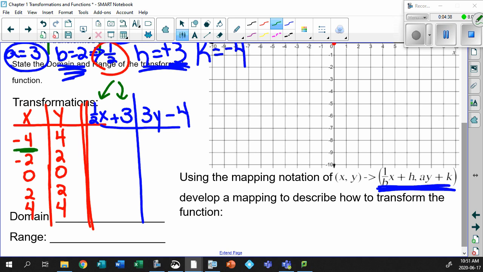-4, let's do that one. Put it into the x values. -4, 1/2 of -4 is -2. Plus 3 is 1. There's our new point. Okay, let's do the exact same thing to -2 here. 1/2 of -2 is -1. Plus 3 is 2. 0. 1/2 of 0 is 0. Plus 3. Look at this. Half of 2 is 1, plus 3. Okay? 1 plus 3 is 4.